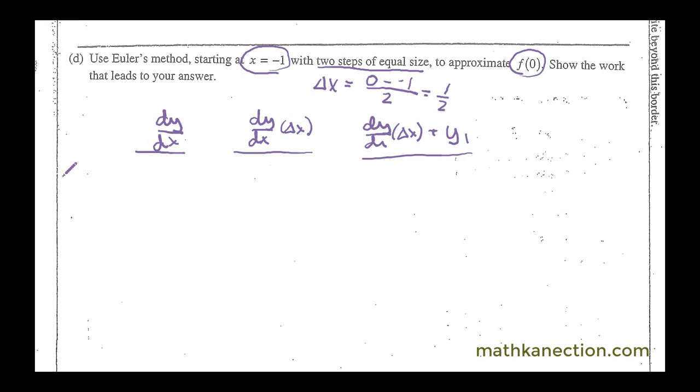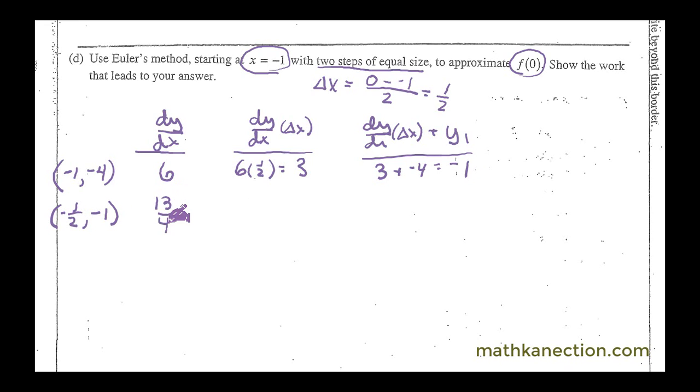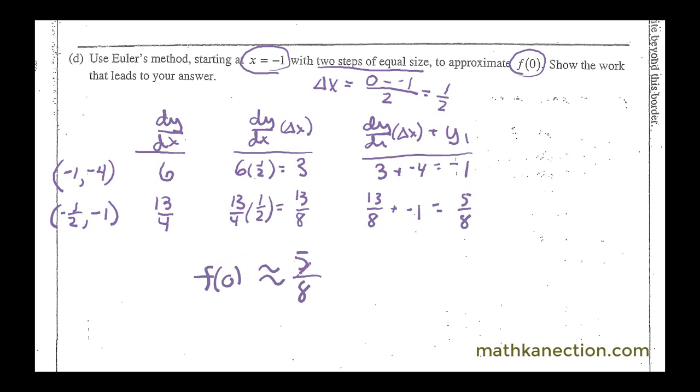So the initial point was (-1, -4). dy/dx at that point was 6. Take 6, multiply that by 1/2 to get 3. Take 3, add on that y value of negative 4 to get negative 1. So now we have the point (-1/2, -1). Calculating dy/dx for that, we get 13/4. 13/4 multiplied by 1/2 is 13/8. Then 13/8 plus the negative 1 is 5/8. So f of 0 is approximately 5/8.